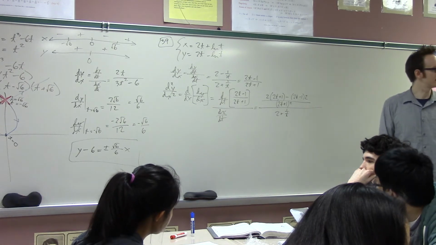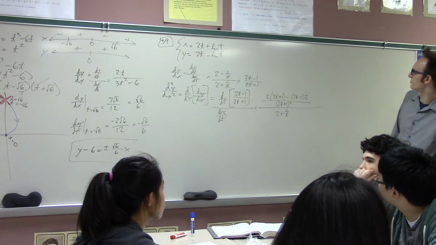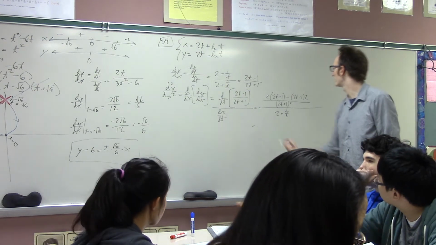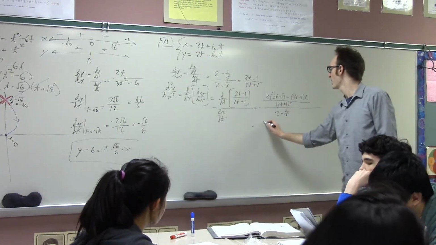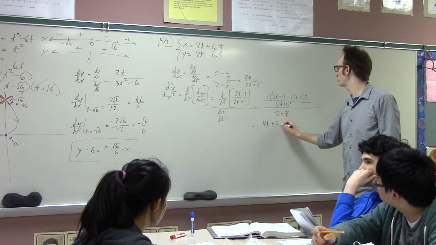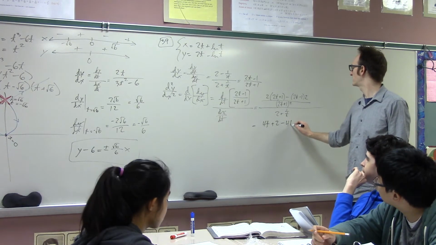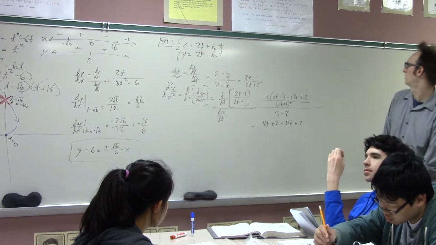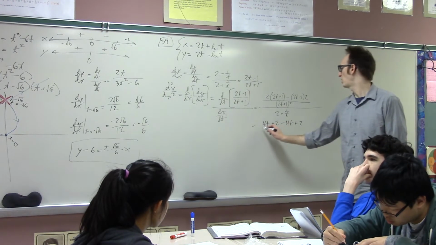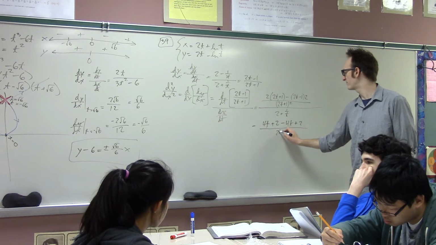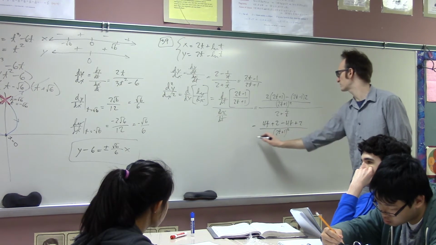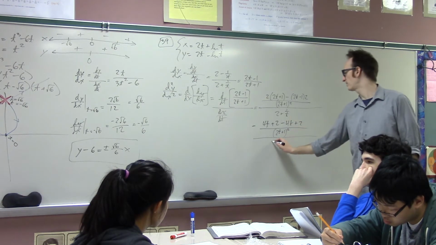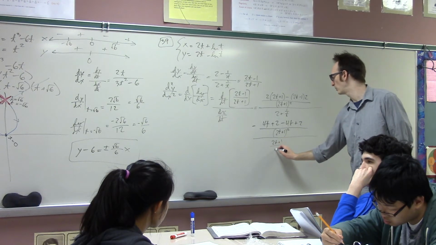Now, is this what you guys did? Now I just have to do algebra. I don't know why I'm whining about this so much. Okay, let's do it. 4t plus 2 minus 4t plus 2. Yeah, all over. I have a 2t plus 1 squared, but then I also have down here, that might as well be 2t plus 1 over t.